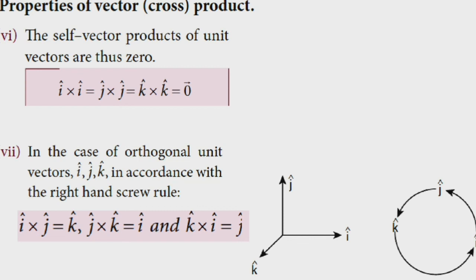In case of the orthogonal unit vectors i cap, j cap, k cap, in accordance with the right hand screw rule, i cap cross j cap is equal to k cap, j cap cross k cap is equal to i cap, k cap cross i cap is equal to j cap.